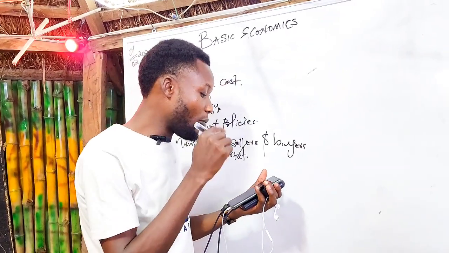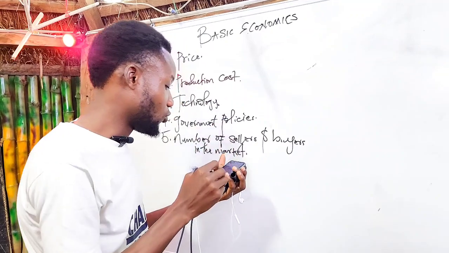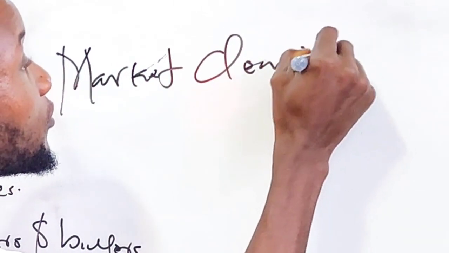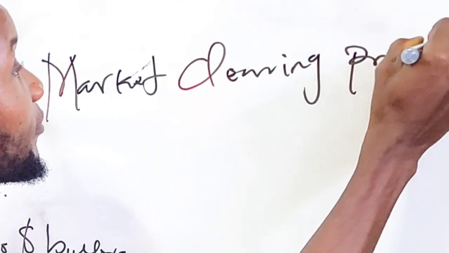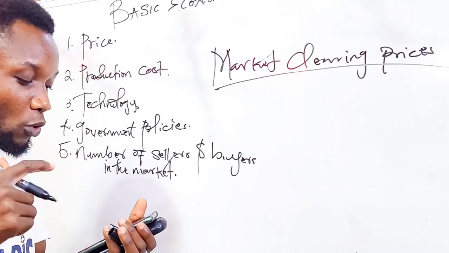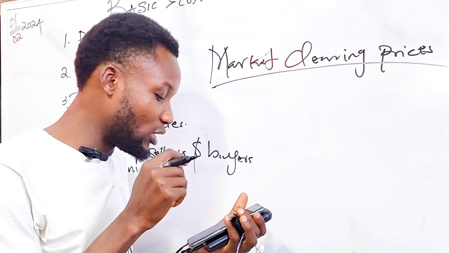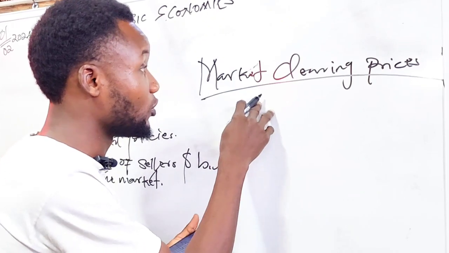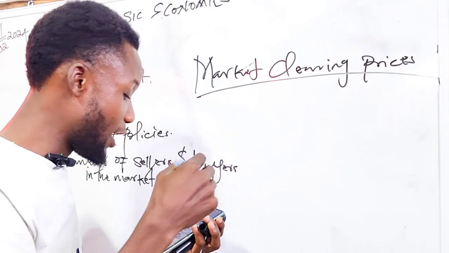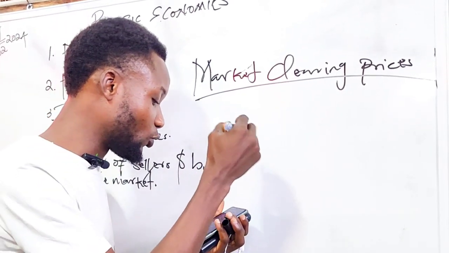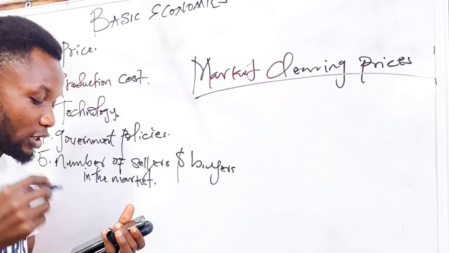All right. Market clearing prices. Market clearing price is the price at which the quantity demanded equals the quantity supplied, establishing equilibrium in the market. This is one of the basic concepts of economics: the market clearing price, the price at which the quantity demanded equals the quantity supplied, establishing equilibrium in the market.